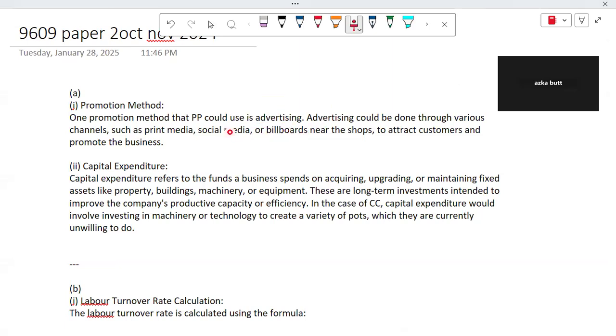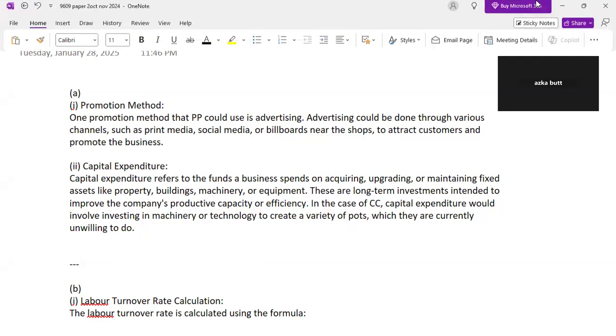The second question was about capital expenditure. We have to define what it is. Capital expenditure refers to the funds a business spends on acquiring, upgrading, or maintaining fixed assets like property, buildings, machinery, or equipment. These are long-term investments intended to improve the company's productive capacity or efficiency. In the case of CC's, capital expenditure would involve investing in machinery or technology to create a variety of parts, which they are currently unwilling to do. If you read the case study, you can find this application there.